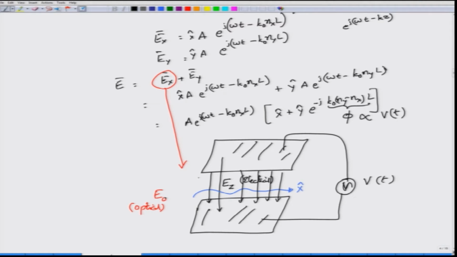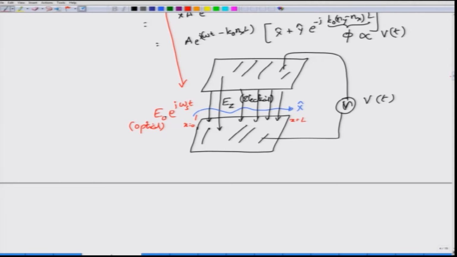Just before this region, you can write down the electric field for the optical wave as E0 e power j omega t, or e power j omega s t. This can be directed along some axis, but it is propagating along the x axis. This plane is x equal to 0, and this plane will be x equal to L. So what will be the electric field at the output region? As the optical wave propagates through, it is subjected to a certain electric field.